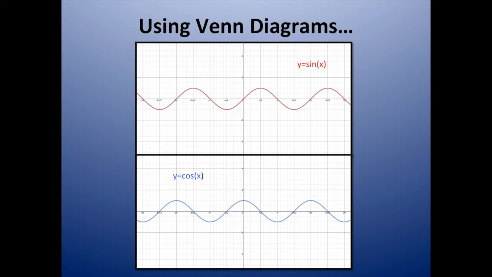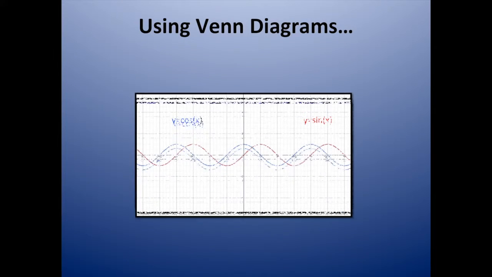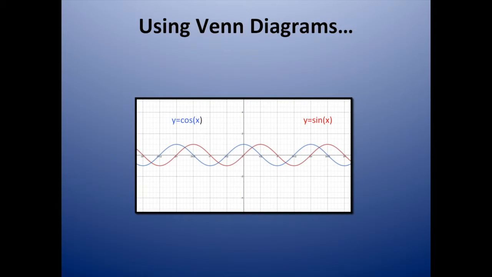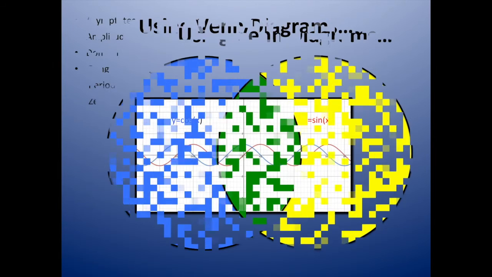Here, we have the graph of y equals sine of x on top in red, and the graph y equals cos of x in blue on the bottom. When we bring these graphs onto the same grid, we can see that they do not share many points, only 2 per period. However, using a Venn diagram, we will compare whether these two graphs share other qualities.